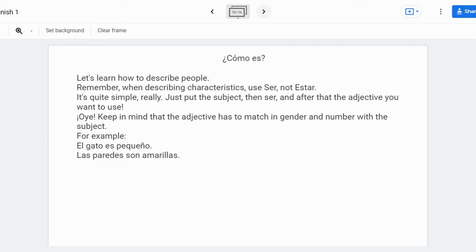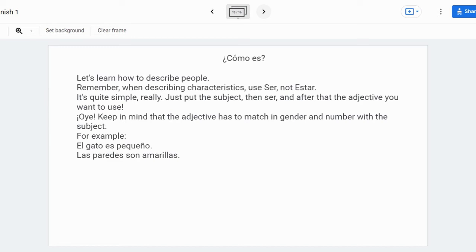However, look at the word amarillas. This is not its natural form. Its natural form would be amarillo, which means yellow. Reading the whole sentence, you would get Las paredes son amarillas, which means the walls are yellow. Notice how Las paredes is a feminine subject, and so amarillo changes to amarilla.